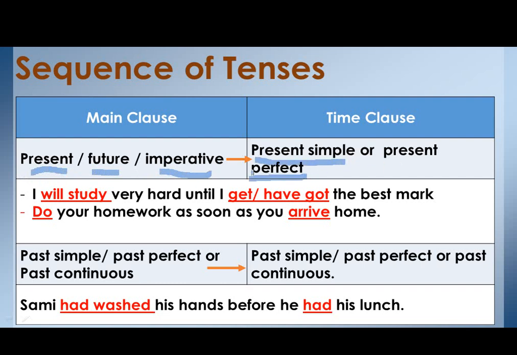So let's see the examples given here. I will study very hard. Will study is in the future simple. The verb in the time clause can be get or have got, can be present simple or present perfect. Until I get or have got the best mark. I will study very hard until I get or have got the best mark. See that the verb here is in the future simple and the verb there in the time clause is in the present simple or in the present perfect.